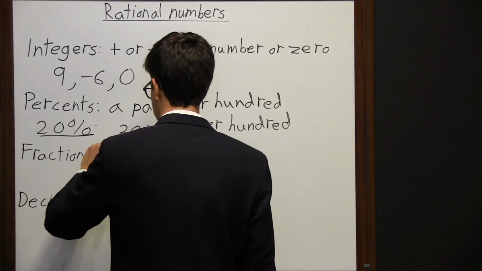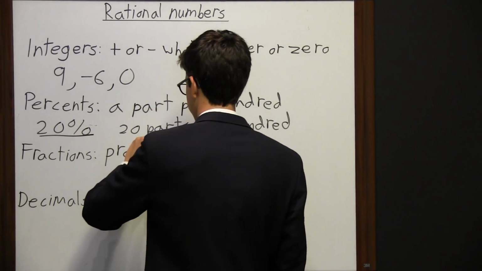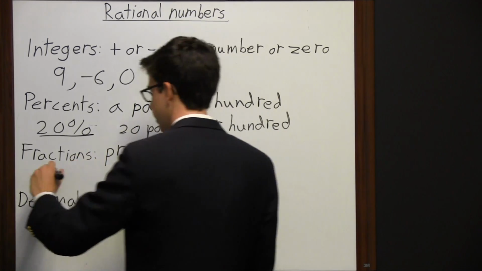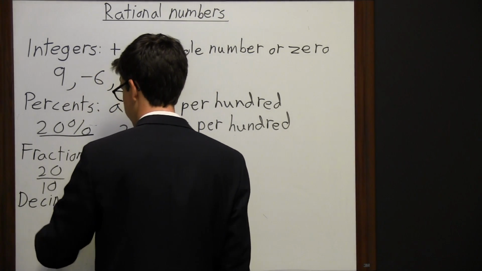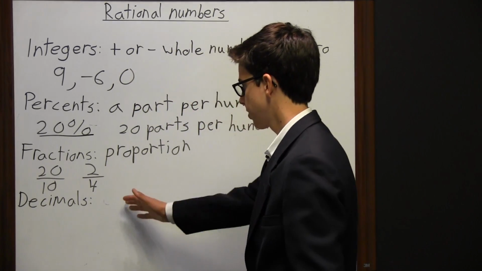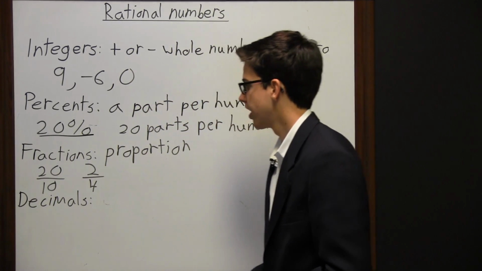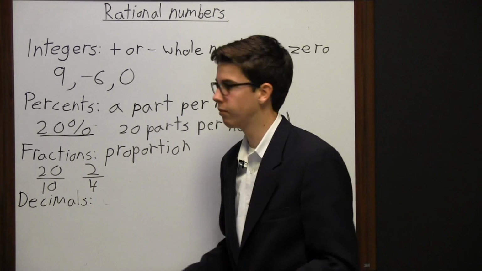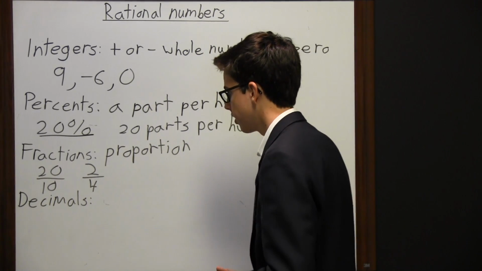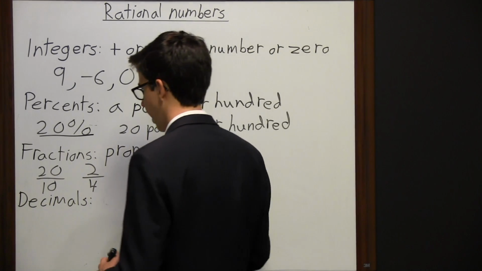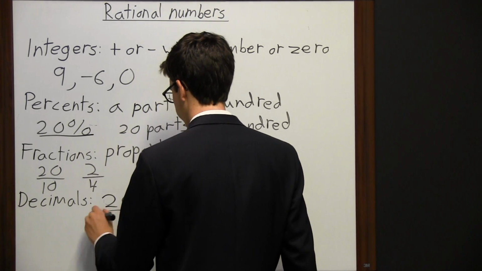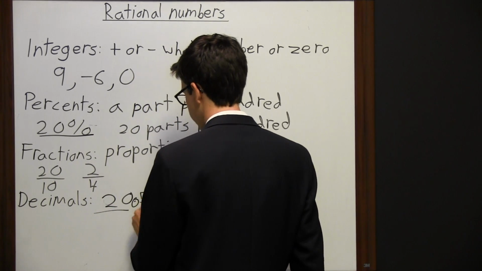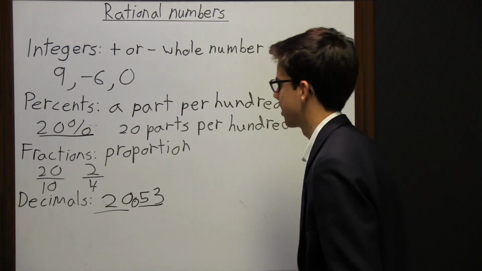Then fractions, which is a proportion. So an example would be 20 divided by 10, or 2 divided by 4. And of course we have decimals, so this is where we have an integer, maybe 1, maybe 89, maybe 0. And then we have a decimal point, and then we have numbers after the decimal, like 20.53. So we have our integer, we have a decimal, and then we have numbers after the decimal.